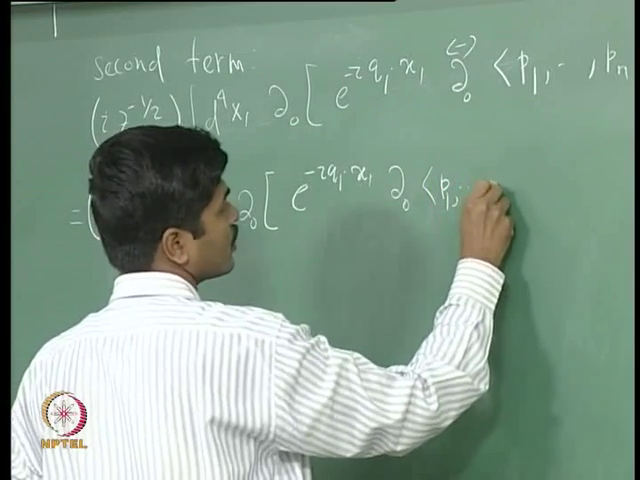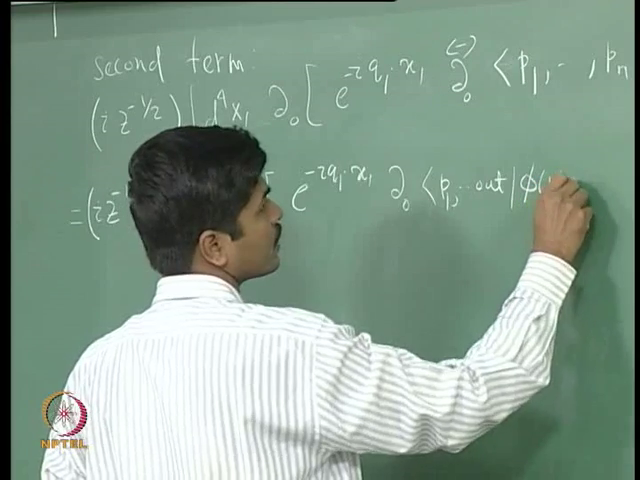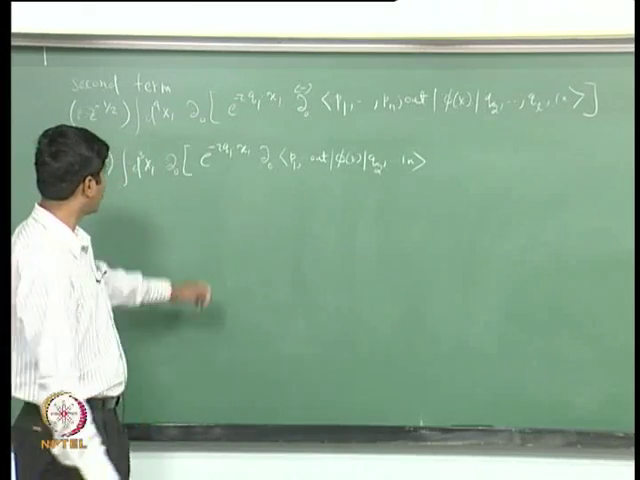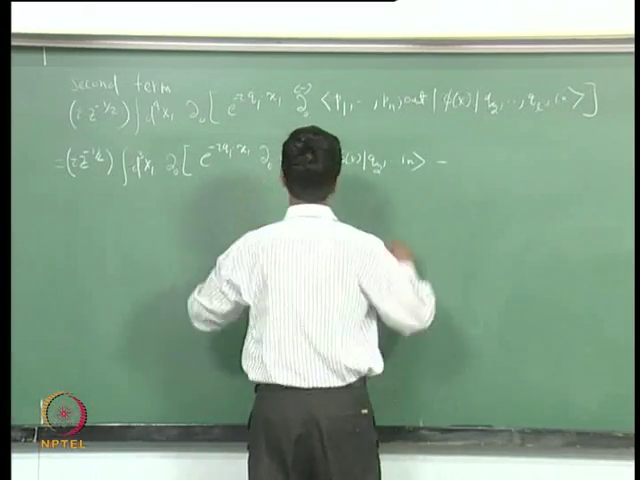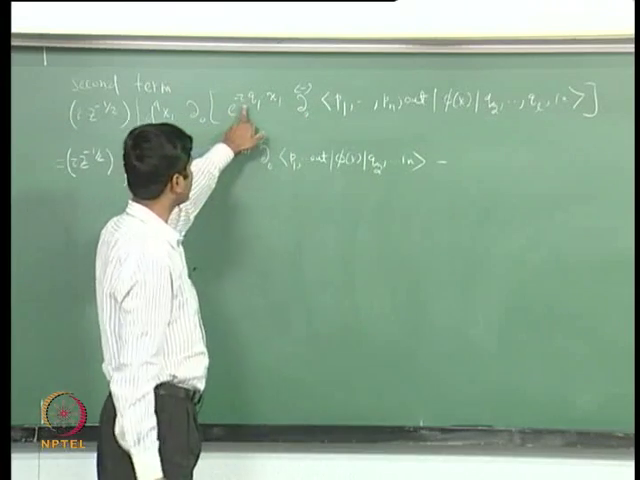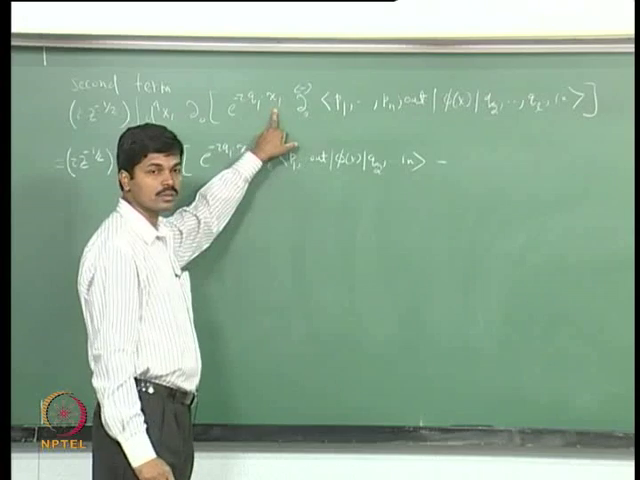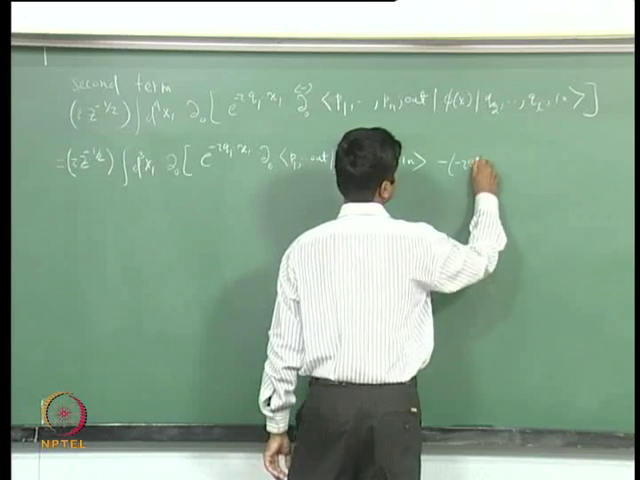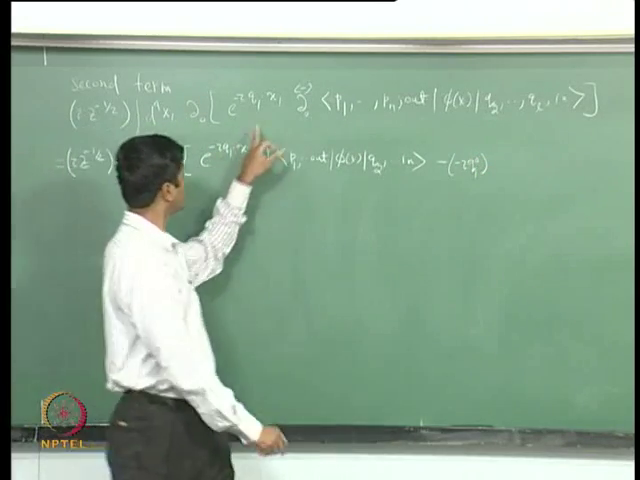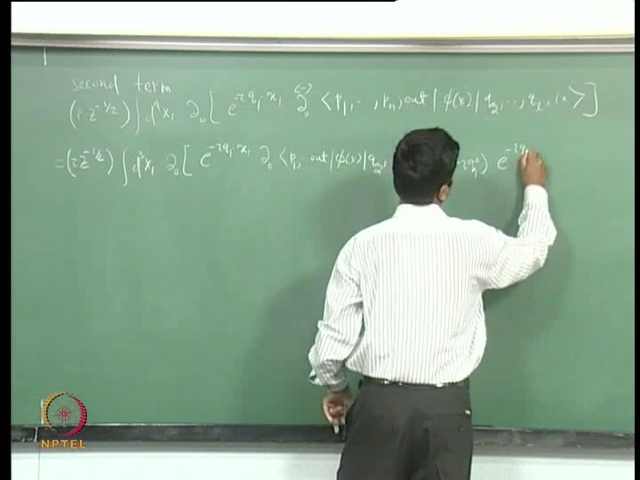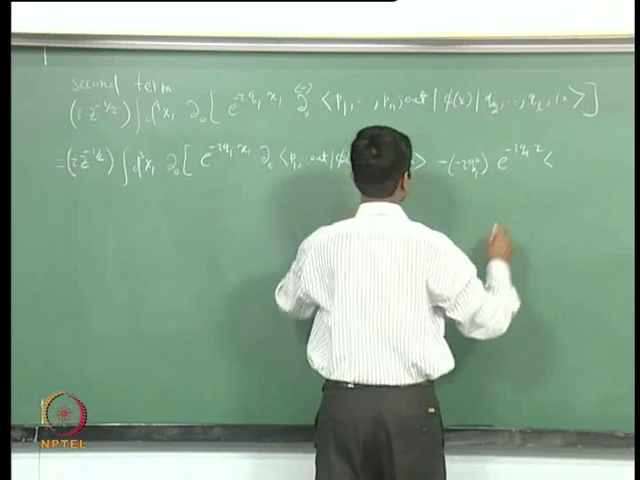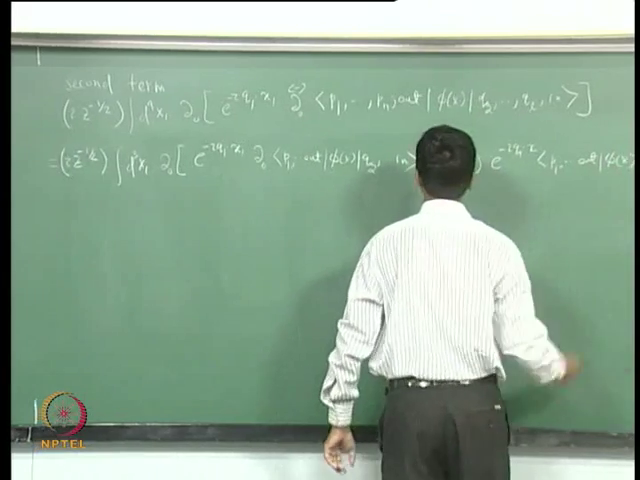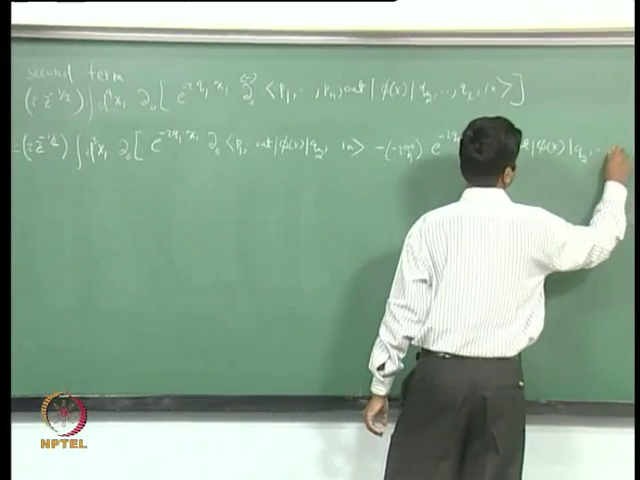<p1; out| phi of x |q2; in>, then minus del_0 acting on e to the power minus i q1 dot x1 will give you minus i q1^0, and then this quantity e to the power minus i q1 dot x times this same thing <p1; out| phi of x |q2; in>.